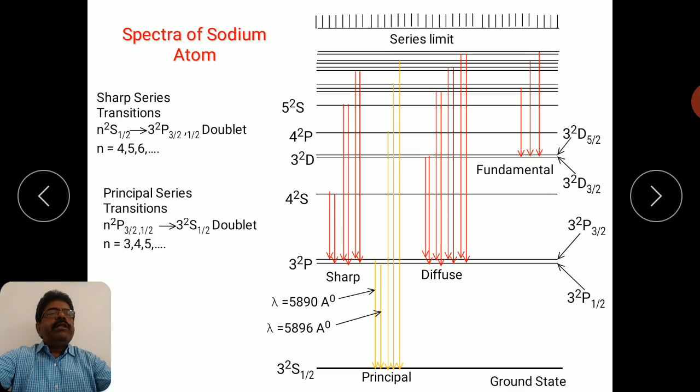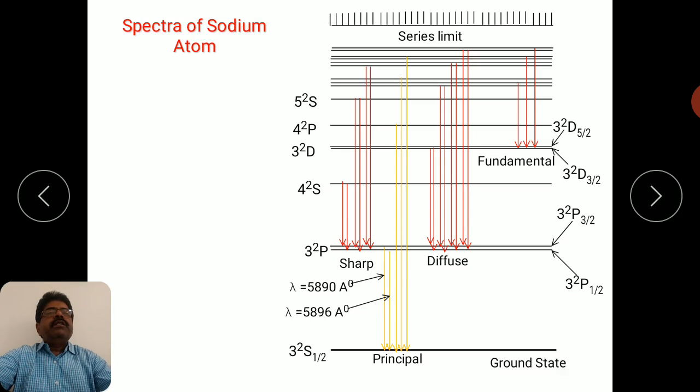Then there are two more series. The next one is the diffuse series, shown again by a red line, and the last one you can see is the fundamental series, to the 3 doublet D level from the higher D levels. So the next transition we shall discuss is the diffuse series.